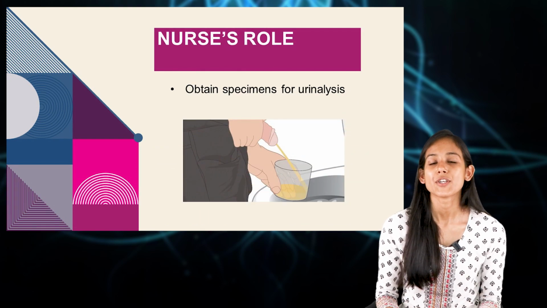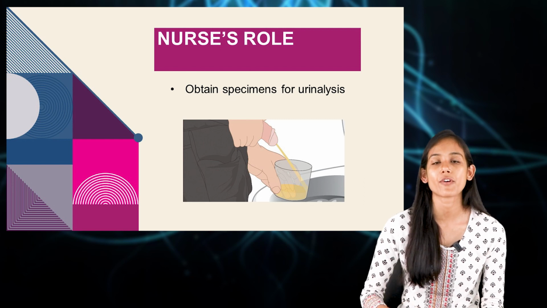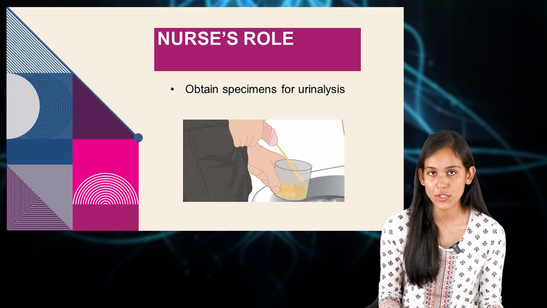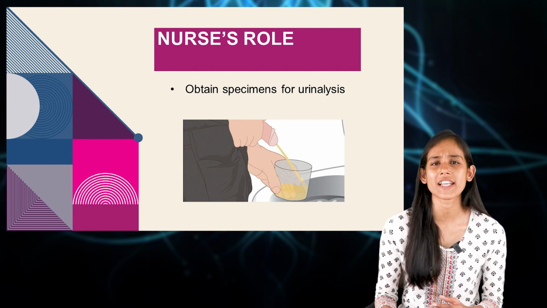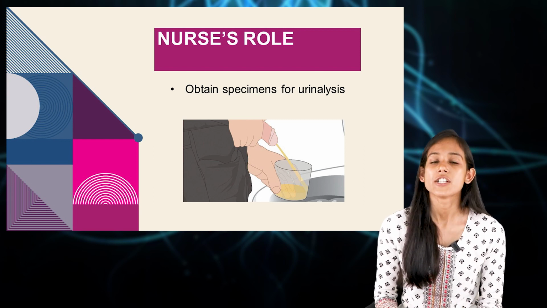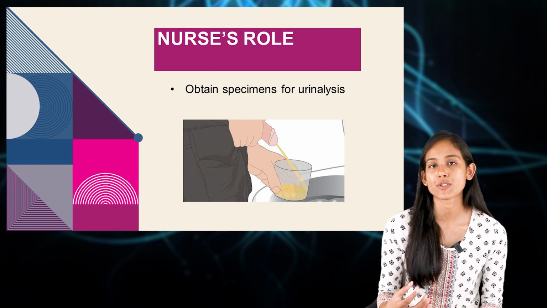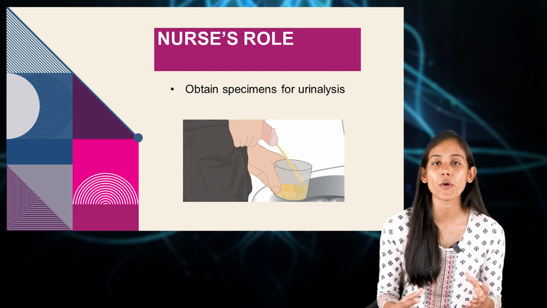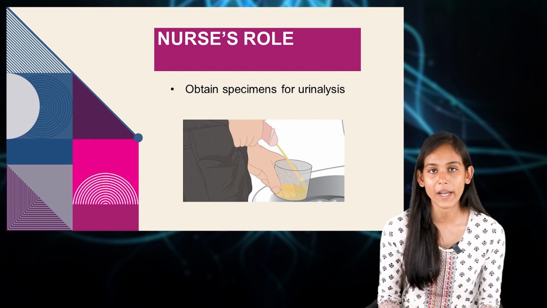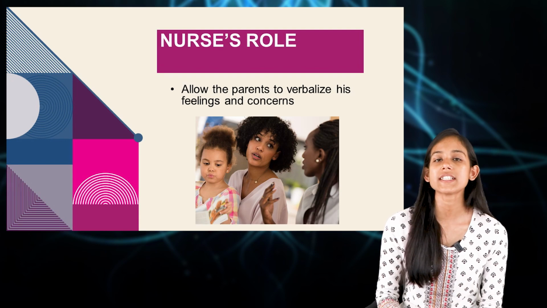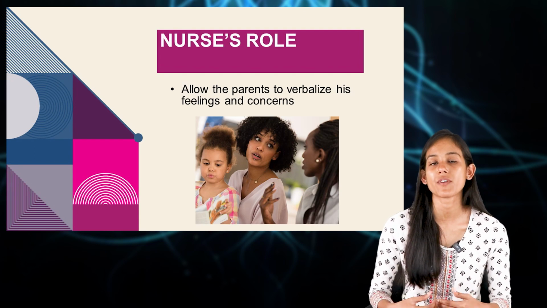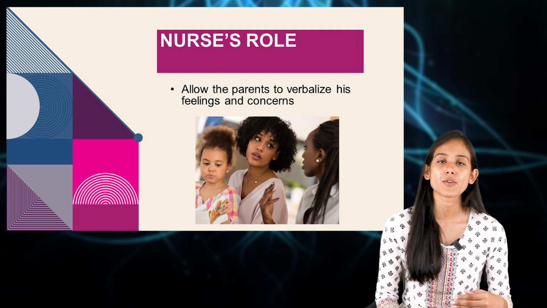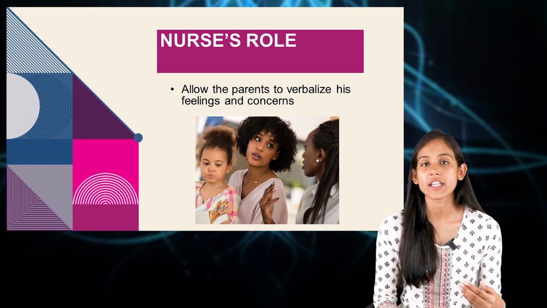And then you also have to obtain specimens for urine analysis or urine culture, so that we can find out if there is hematuria or proteinuria, or there is imbalance of fluid and electrolytes. So these things would help us to know the child's condition in a better way. And for that, you have to obtain the specimen as ordered by the physician. Along with these things, you also have to allow the parents to verbalize their feelings and concerns, especially related to the progression of the disease and renal failure.